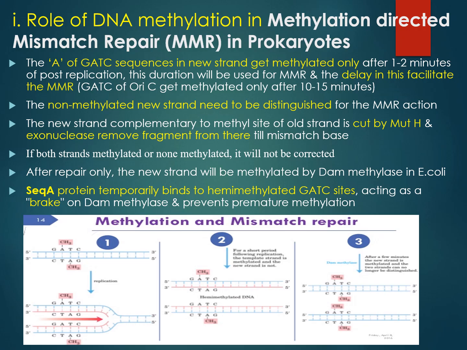After repair only, the new strand will be methylated by Dam methylase in E. coli. So in the hemimethylated state, the SeqA protein will temporarily bind and act as a brake on Dam methylase. It prevents the premature methylation and allows the MMR to happen. That is described in this diagram.